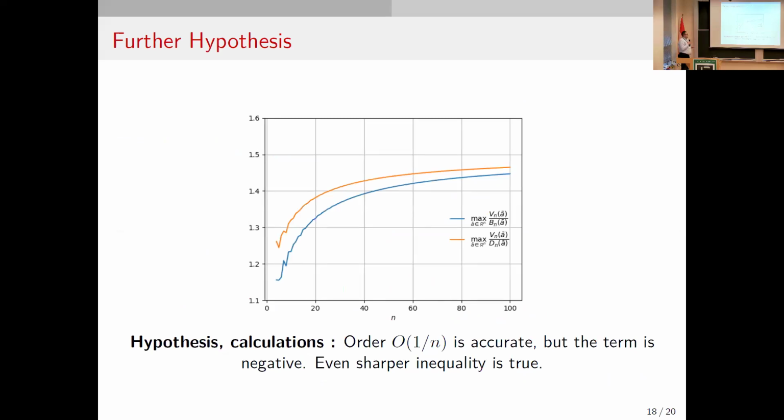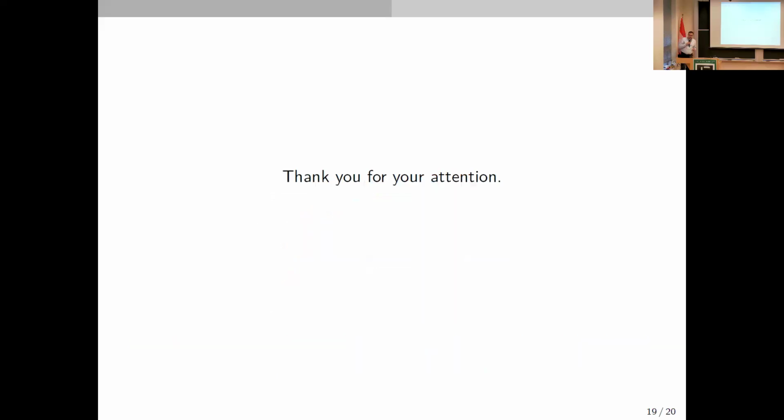Yeah, and there still is an open problem for strongly additive functions. Computer calculations show that the variance bounded by the first term is accurate, that the remainder term is accurate, but it is negative. And we have still not shown that. So the inequality can be even sharper. That's it. Thank you for your attention.